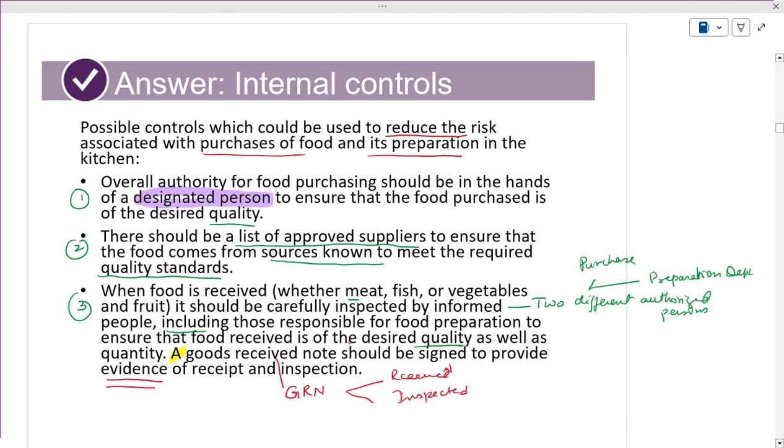They will put a stamp, yes, it has been received, stamp, signature. It has been inspected, stamp and signature. That is the goods received note. Whenever we receive anything, when we are placing the order, we put goods received note.